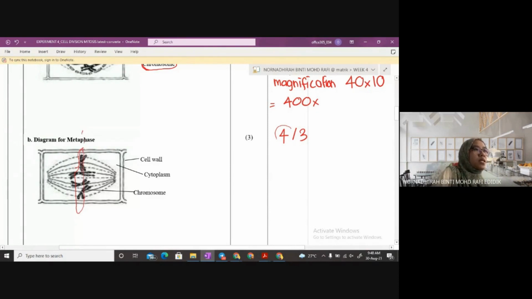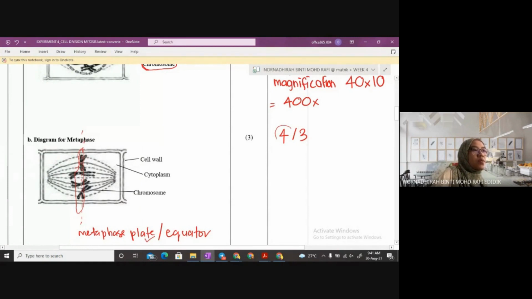Metaphase plate ni basically kita akan buat putus-putus ni. This one is we consider as metaphase plate. Ataupun mungkin ada yang label as equator, boleh juga. Tapi kalau dalam matric kita selalu guna metaphase plate. Okay, equator pun boleh buat juga.